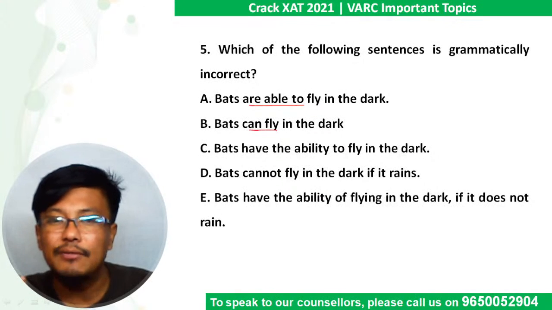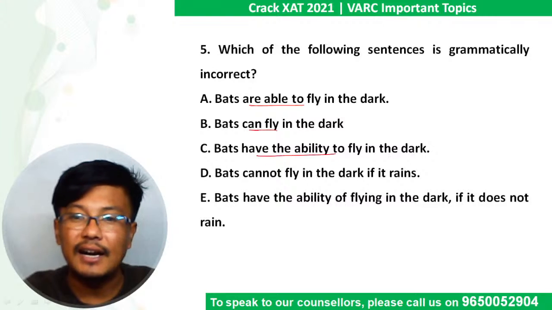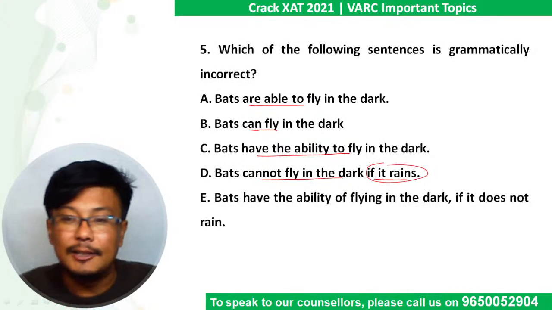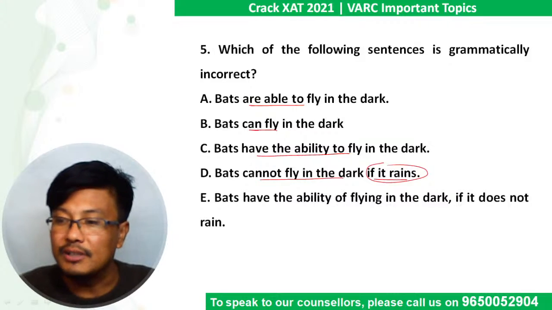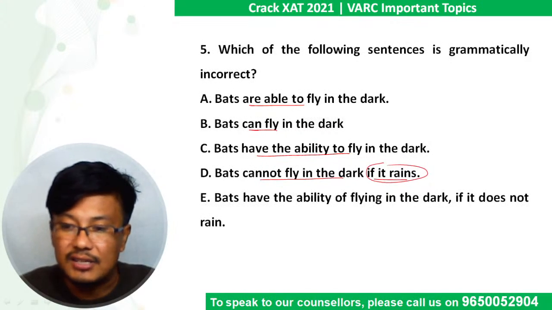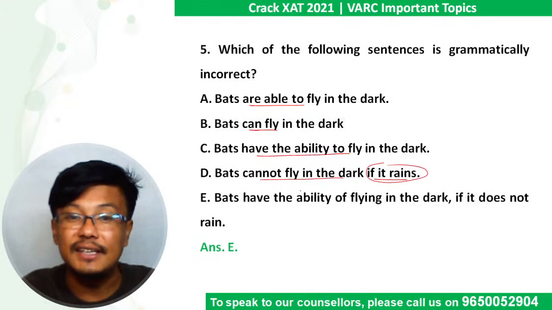Able to and can fly, right? In the present tense, there's not much of a difference. Have the ability to fly in the dark is also fine. Cannot fly in the dark if it rains, which means if it rains, they cannot. The problem here is, as many of you are saying, like Rishikesh, Manjusha, Shikha, Yash, Mohammed Saifuddin, all of you, your answers are correct. The answer is E.